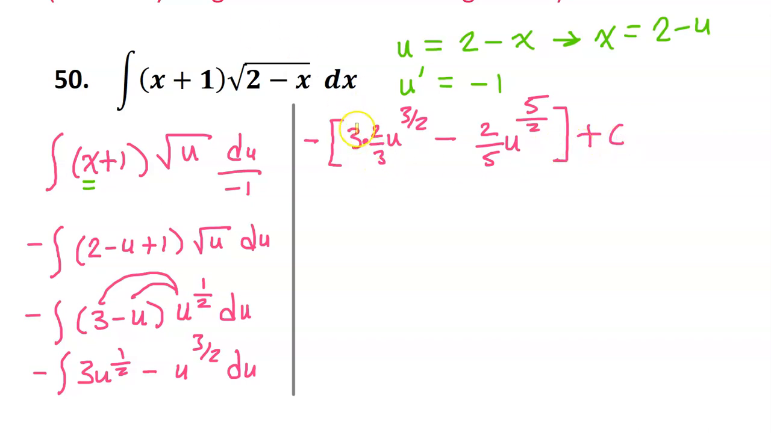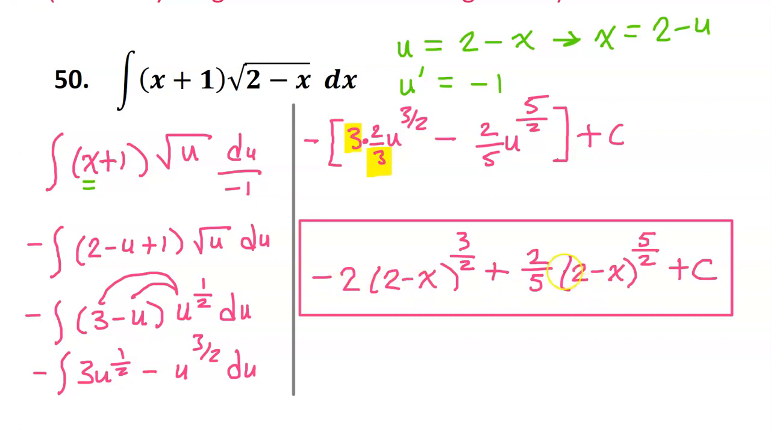These 3's are going to cancel each other out. This is the final answer. To get this, I substituted 2 minus x back in for u, and I also distributed the negative sign. That's why this minus became a plus.